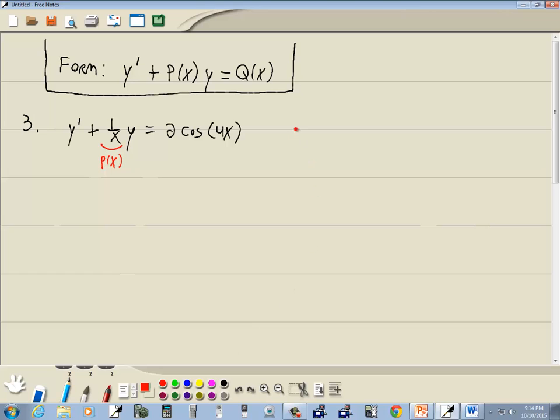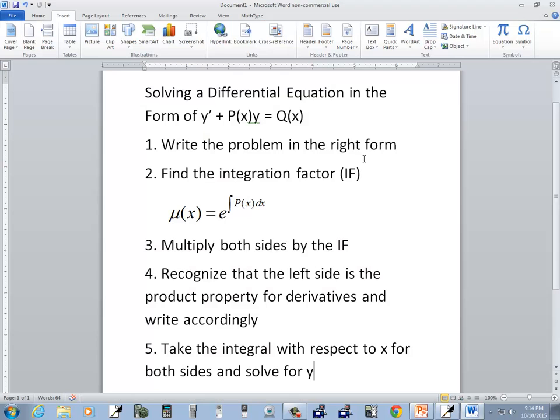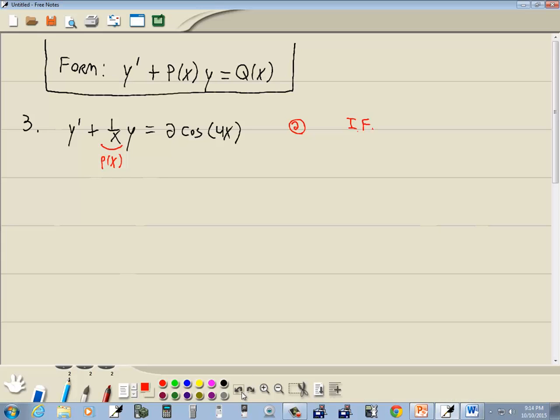Okay. So step 2, we want to find our integration factor using this formula. So we got mu of x is going to equal e to the integral of p of x dx. So we're going to have e, and we just said that p of x is 1 over x. So we have the integral of 1 over x dx. Now the integral of 1 over x dx is natural log of x, like that.